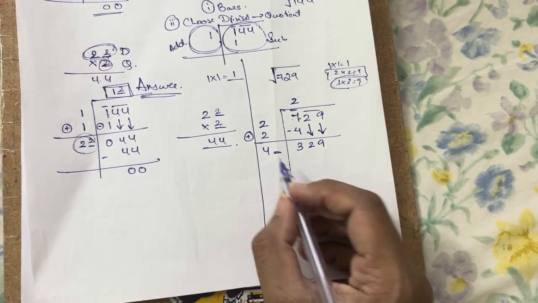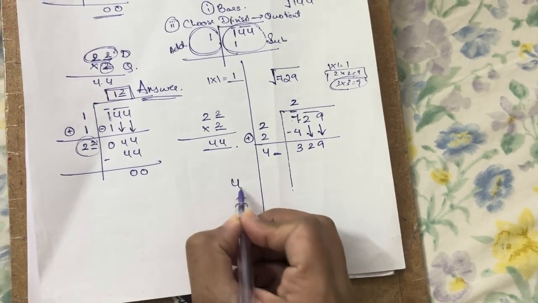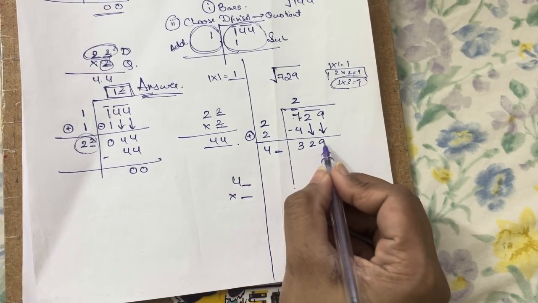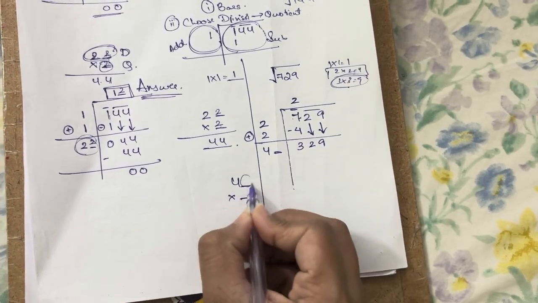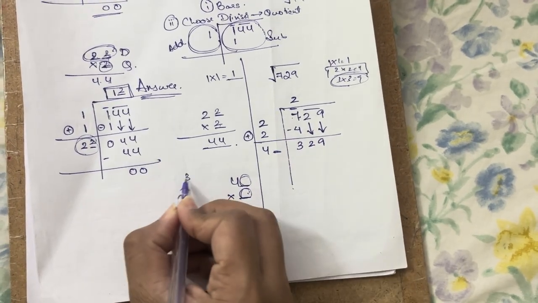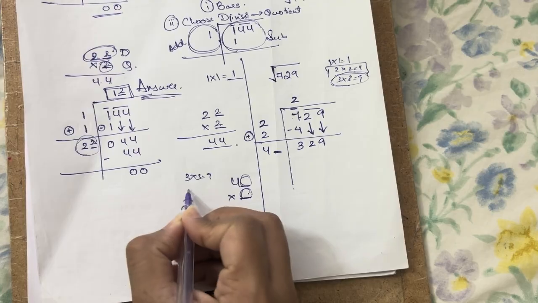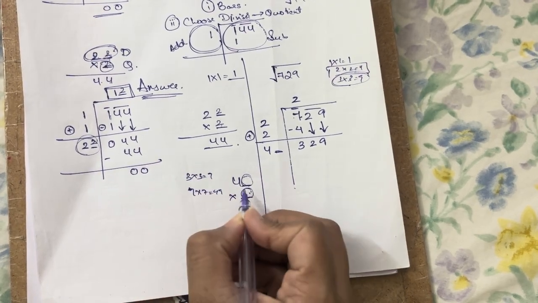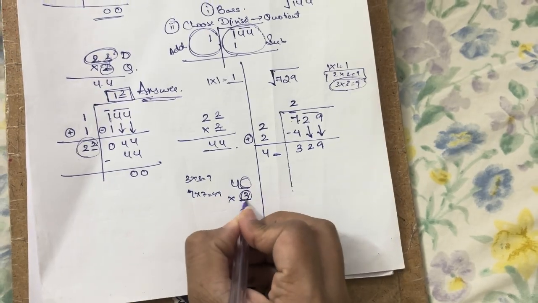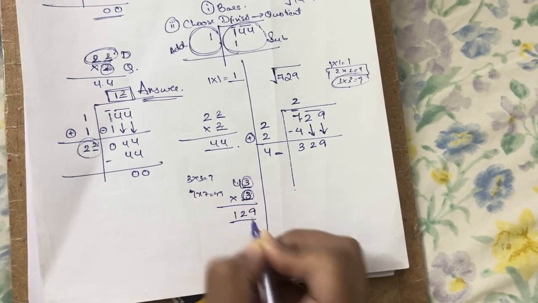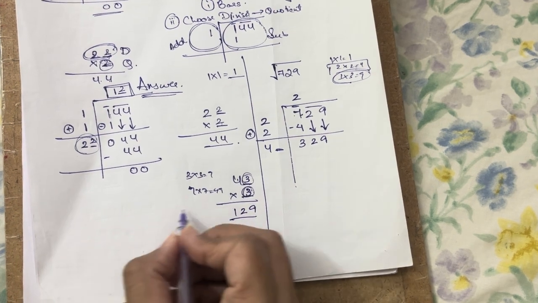Then you have to choose this number. 4 dash times dash is equal to 329. So in the end, you're getting a 9. So 2 numbers that you multiply so that you get a 9. You can multiply 3 times 3, that is 9, and 7 times 7, that is 49. So let's go with 3 times 3 and see how much you will get. 3 3s are 9, 3 4s are 12. Only 129 you're getting. So let's change it and see.